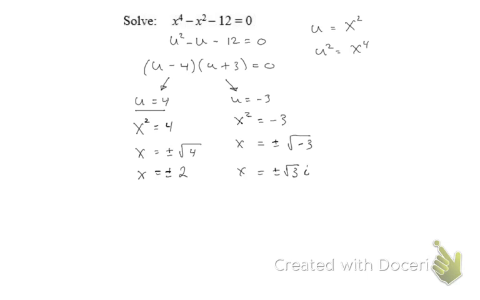So there's 4 solutions. They are, I cannot draw a curly bracket here. There we go. 2, negative 2, the square root of 3i, and negative square root of 3i.